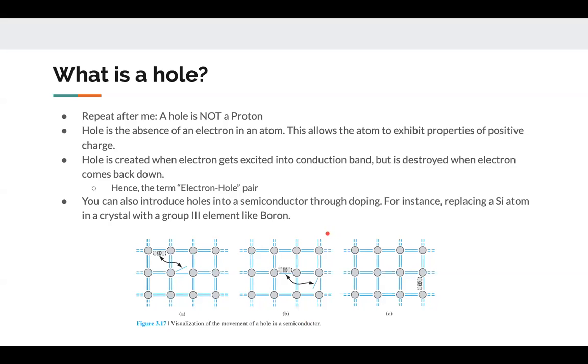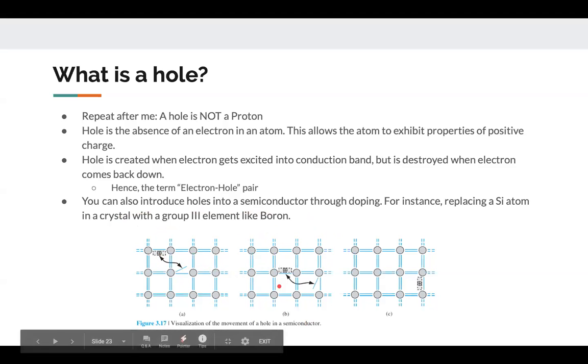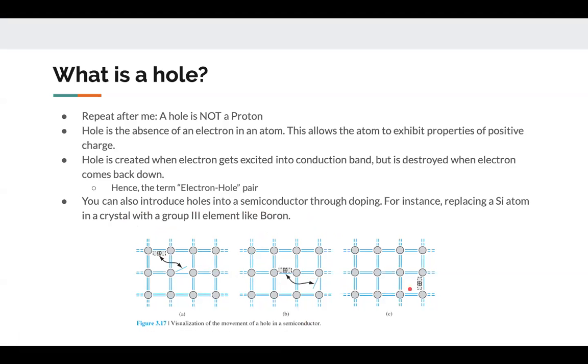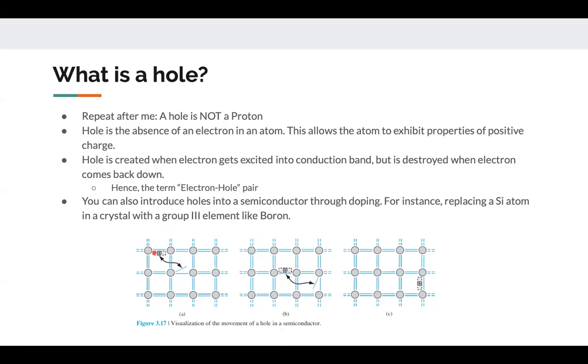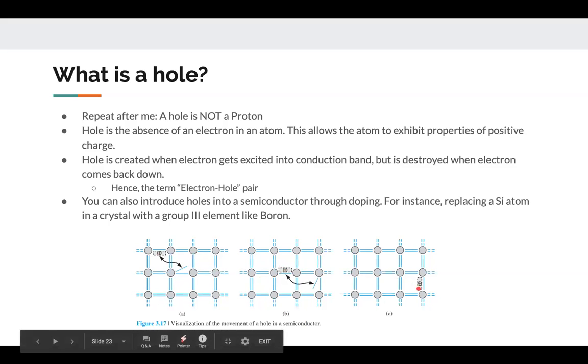And then you can introduce holes into a semiconductor through doping. If you replace a Si atom in a crystal with a group 3 element like boron, you can see the hole moving through the semiconductor, almost as if it were a normal positive charge. The reason it can behave like this is because the atom is positively charged without the electron being there. So transferring that electron vacancy practically behaves like a positive charge.